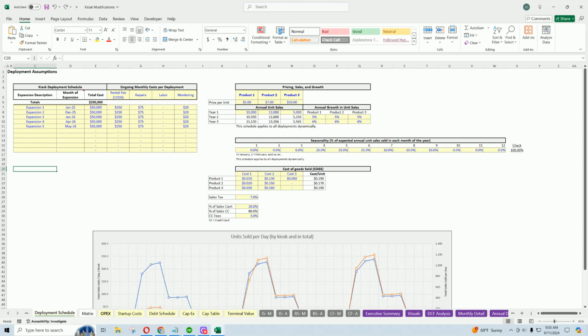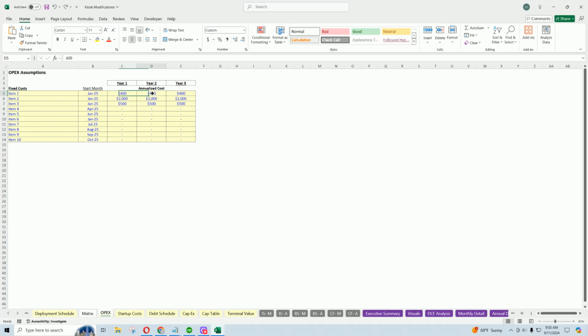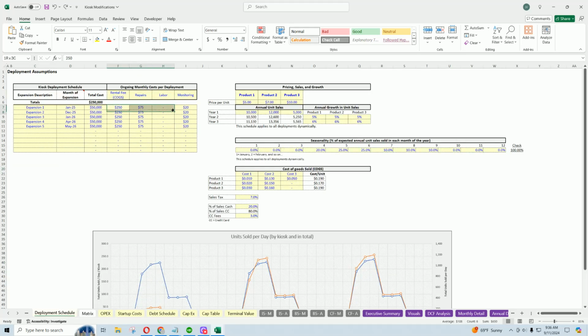Now, the other smaller update on the OpEx tab, I just made more fixed costs up to 10, and this is a little bit simplified compared to the default version. I think it's better having a simple OpEx tab with 10 slots, and then the deployment schedule having the dynamic cost per deployment, and cost of goods sold here makes the most sense.